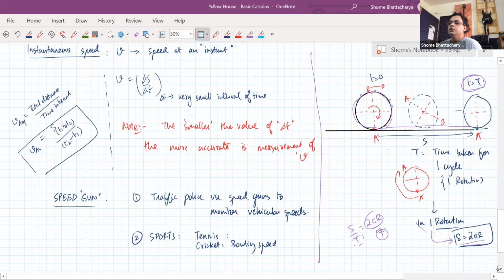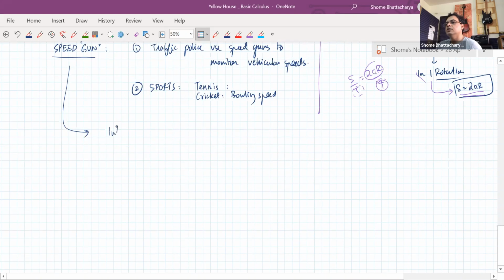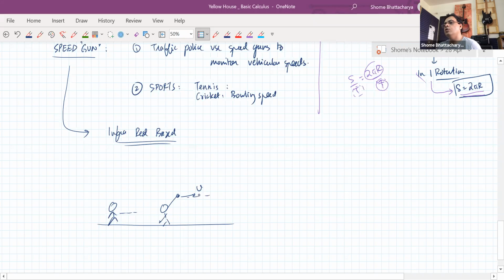So what does a speed gun actually do? Now the speed gun is more interesting. Usually modern day speed guns work on infrared. So for example, let's say a bowler is going to run like this, and one of his arms is like this and the other arm is like this, and he's going to pitch the ball from here. The ball is going to go in not a straight line motion, it will go in what is called a projectile motion. But what a speed gun will have is an infrared sensor somewhere over here.